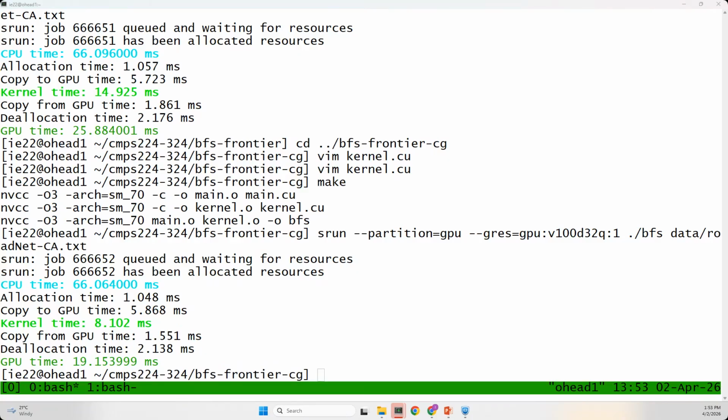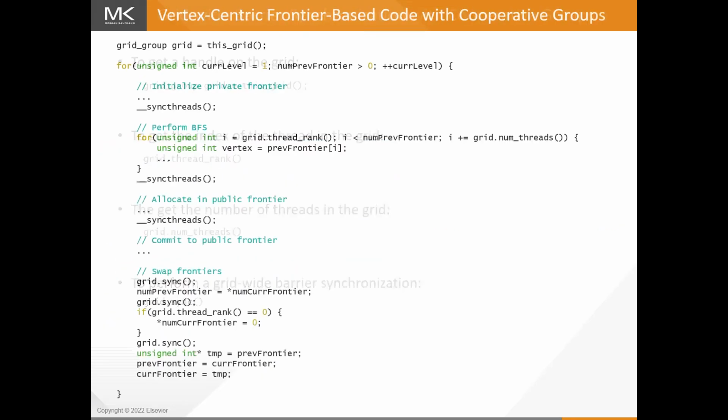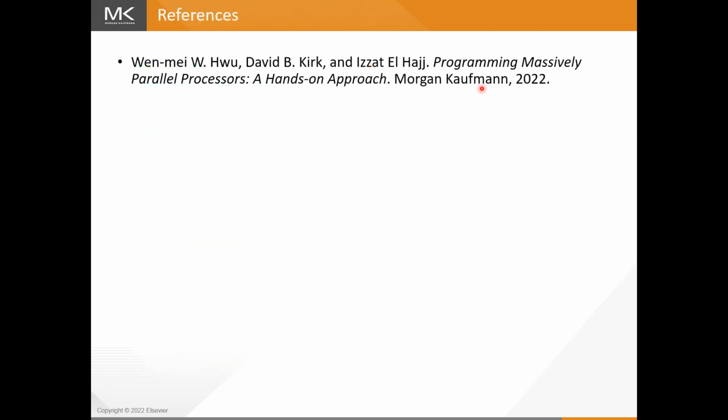Any questions? Okay, so this is the code that we wrote, and that is all for today. We're done talking about graph traversal, and next time we'll start a new chapter. Bye, everyone.